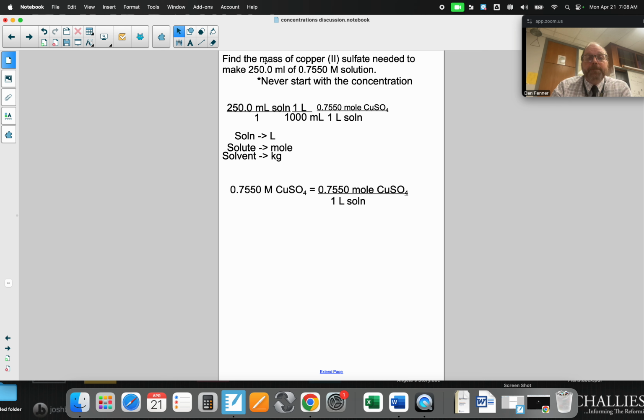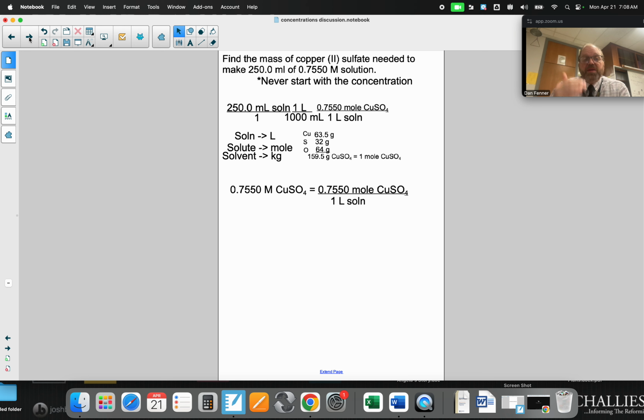Now I want mass from moles, that's going to require formula mass. So I have copper, sulfur, and oxygen. Copper's atomic mass is 63.5, sulfur's 32, oxygen 16 times 4 is 64. Add them up, I get 159.5 grams of CuSO4 is 1 mole.